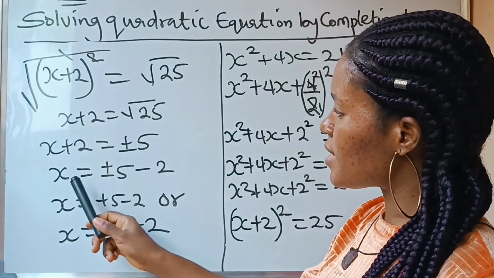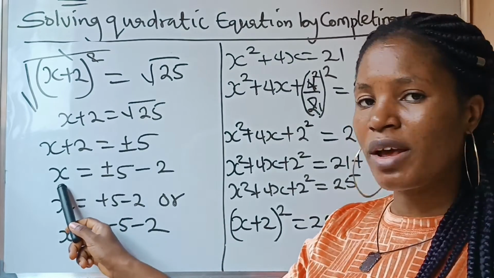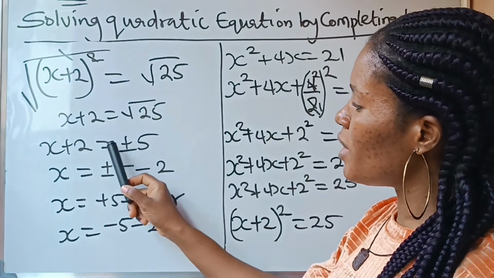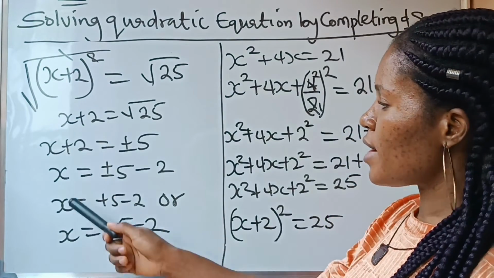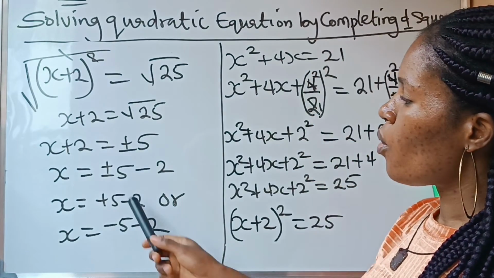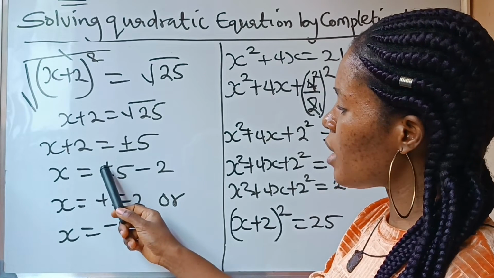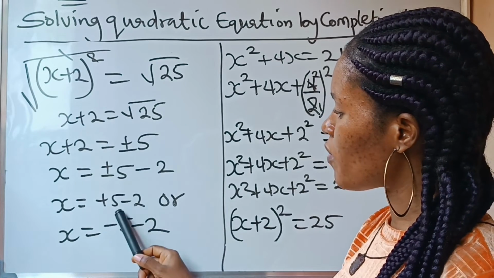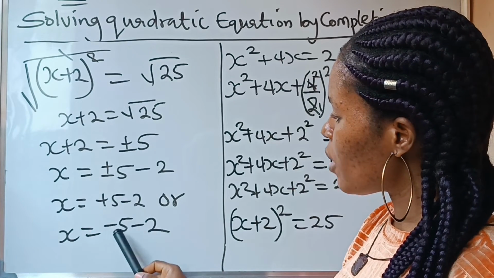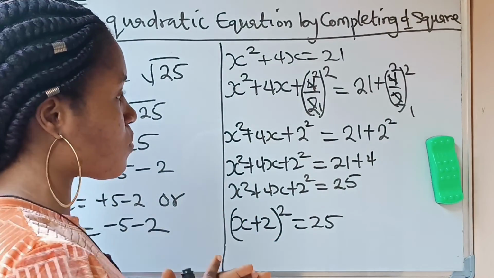Then your x is now equal to this, plus 2. I'm shifting it to this side so that x will remain on its own. So if I shift it, plus 2 becomes minus 2 immediately it crosses the equation sign. So you're going to have x is equal to plus or minus 5 minus 2. Now remember we have plus or minus 5 here, so it means that your x is equal to, if you take the plus one, plus 5 minus 2, or your x is equal to minus 5 minus 2.